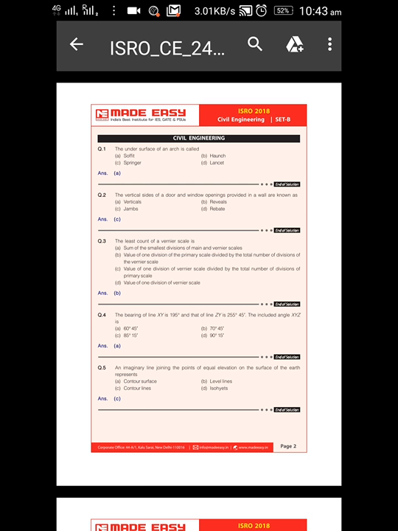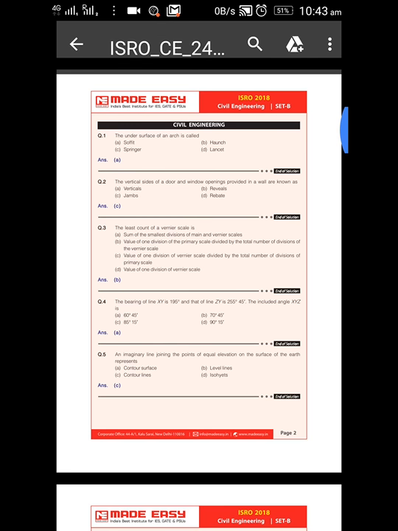Yes, finally the official answer key has been released by Made Easy for the ISRO exam conducted on 22 April 2018. So I will be telling the answers for this one. You can see here, the under surface of an arch, the lower inside portion of the arch, is called the soffit. Okay, the vertical sides of a door and window opening provided in the walls are known as jambs.